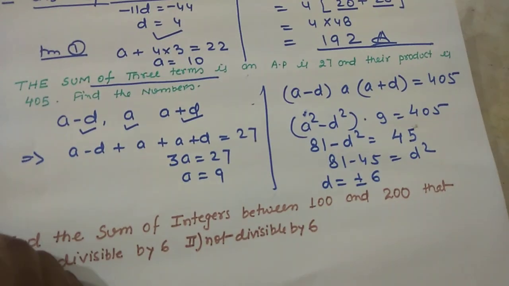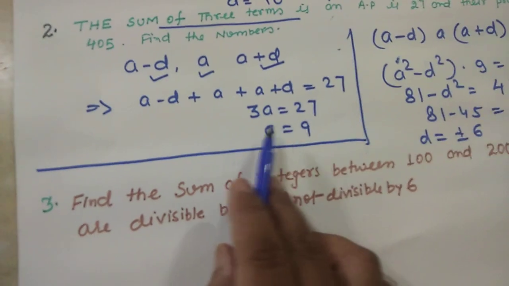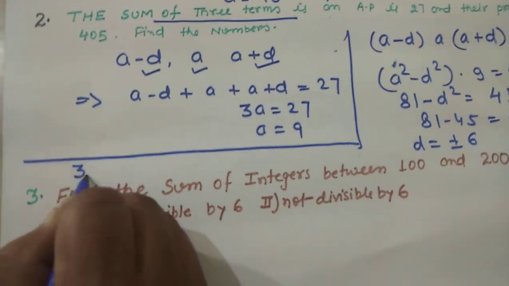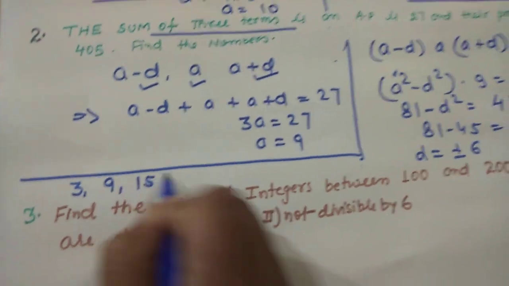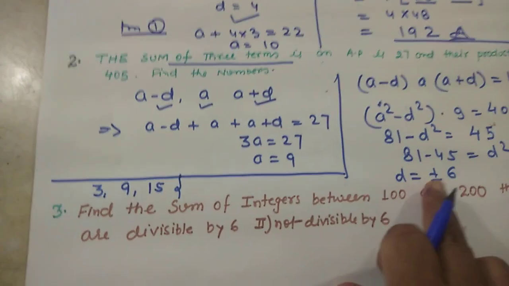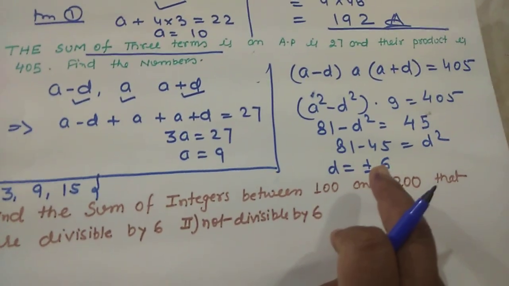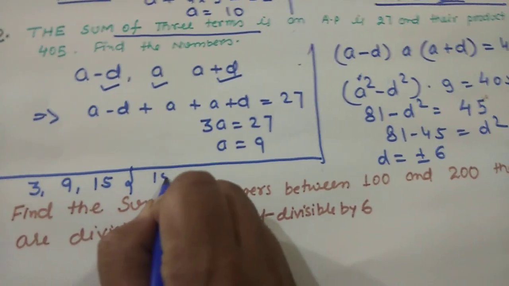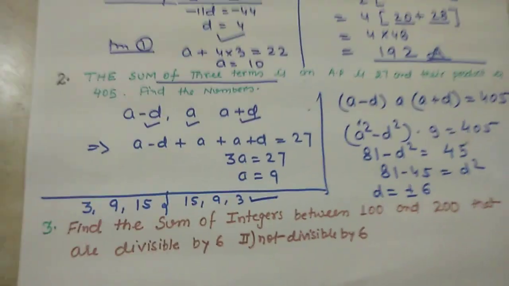Find the numbers. Now put d equal to plus or minus 6. First of all, take positive. So a minus d, with a equal to 9: 9 minus 6 is 3. Then a is equal to 9, and then a plus d is 15. Or if a equals 9 and d equals minus 6, then 9 minus 6... we will reverse this order. Then 9, and then 3. This is your answer. The basic thing.